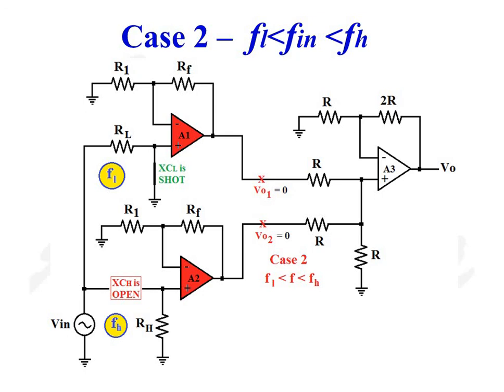Now let us consider the second case when frequency of the input signal is greater than the lower cutoff frequency FL and less than the upper cutoff frequency FH. As frequency of the input signal is greater than the lower cutoff frequency FL, capacitor CL acts as a short circuit. So non-inverting input of op-amp A1 is pulled down, or non-inverting input of op-amp A1 is at ground potential. So output of op-amp A1 is equal to 0.